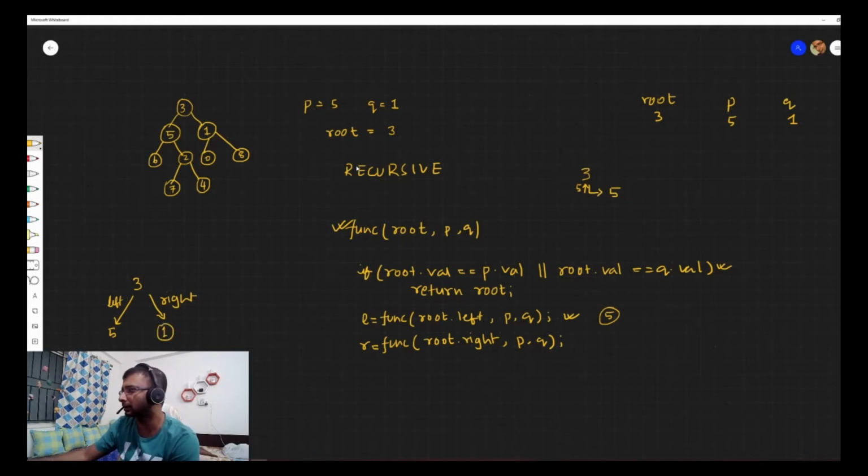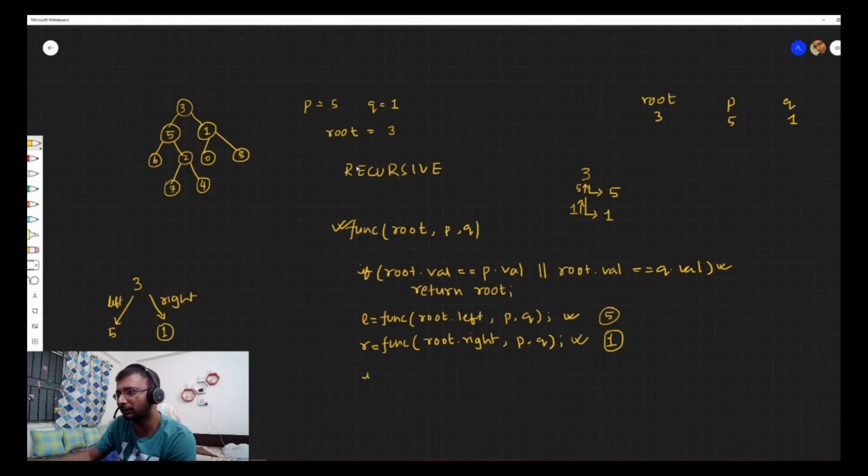And again, this condition is satisfied. So this time we have called it with 1, and this also got satisfied. So I got a 1 from here. So the invoking function 3 got a return of 1. So it got a return from both the sides. So what does that signify?